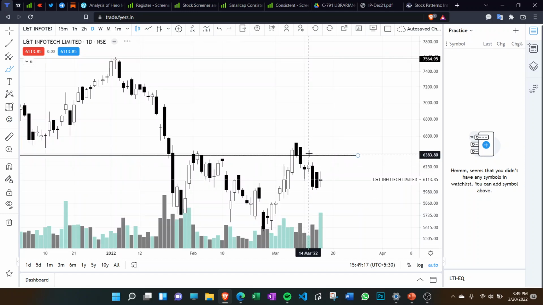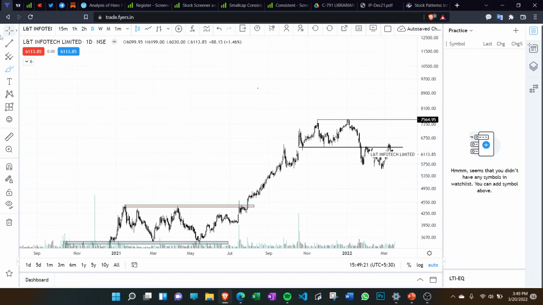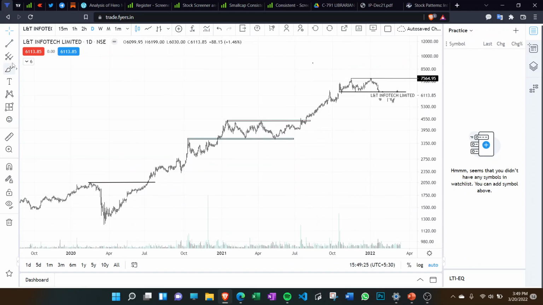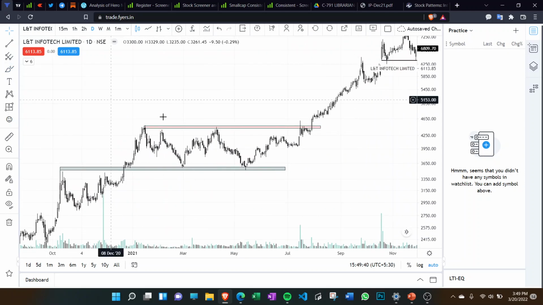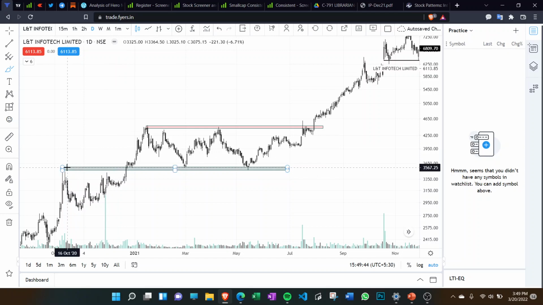So this is the chart of Larsen and Toubro Infotech, which is a great IT company. It has given very good returns, as you can see here. After the initial breakout at this level, it kept moving up, as you can see here, a very strong uptrend, and then it started consolidating in a range. As you can see here, the typical horizontal pattern I told you about, it's starting within a range. This previous resistance was now acting as support.